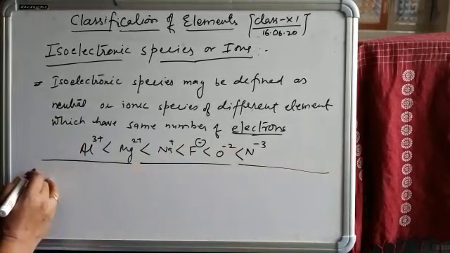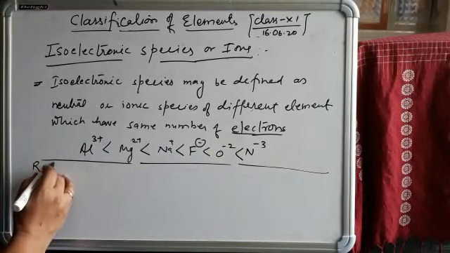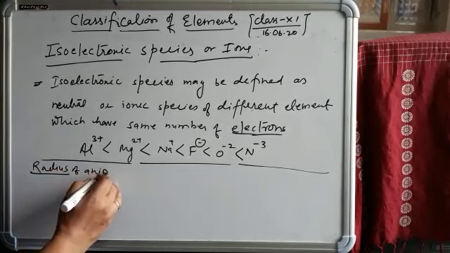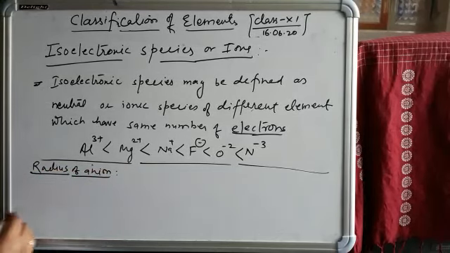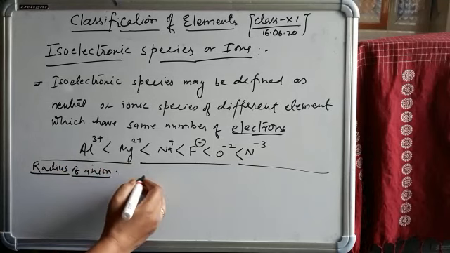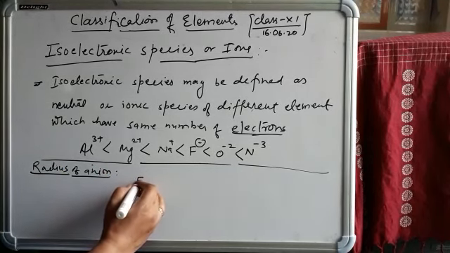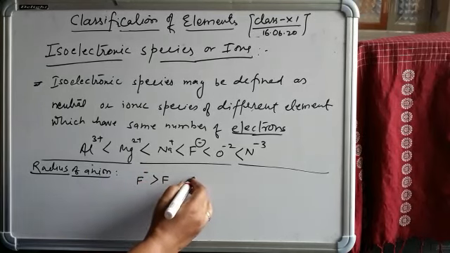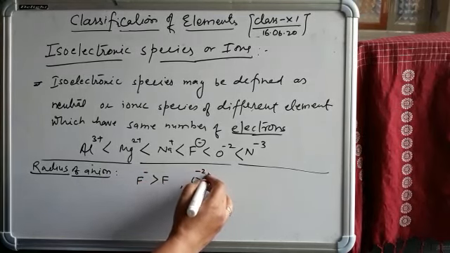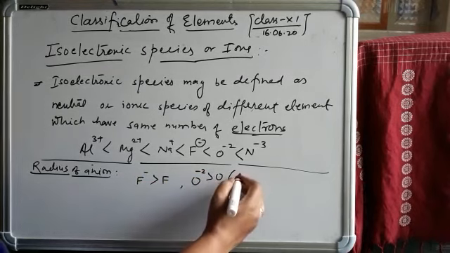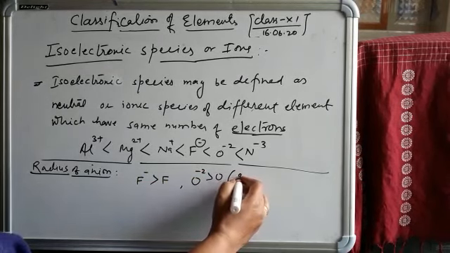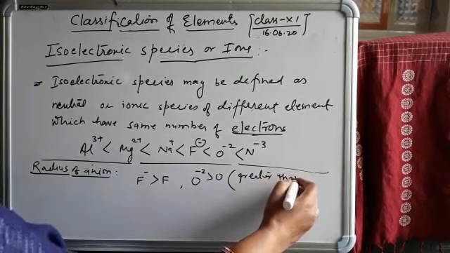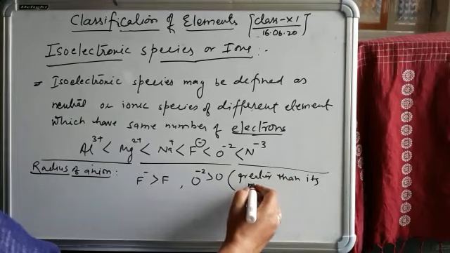At first, the radius of an ion. The radius of an anion is always greater than its neutral atom. For example, the oxide ion is greater than oxygen, so it is greater than its neutral atom.